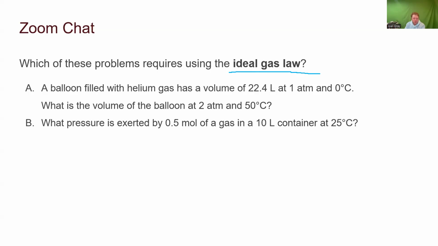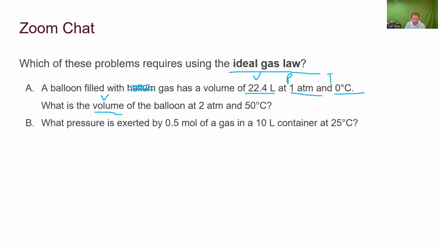So A reads, a balloon is filled with helium gas. Identity doesn't matter. It's gas. Has a volume of 22.4 liters, so V, a pressure of 1 atmosphere, and a T of 0 degrees Celsius. Okay, so I've got V, P, and T. It mentions the gas, but doesn't say how much. What is the volume? Okay, we're asking for V.